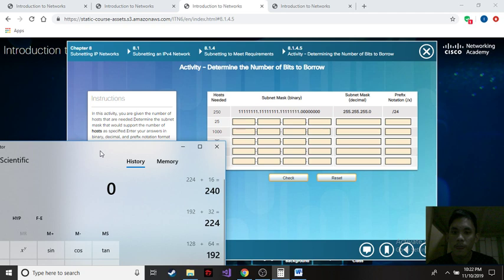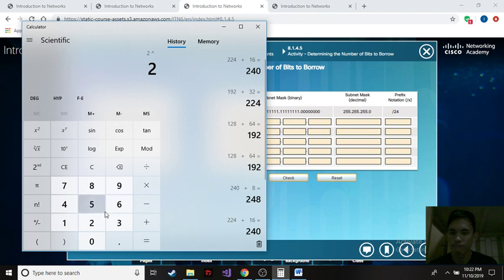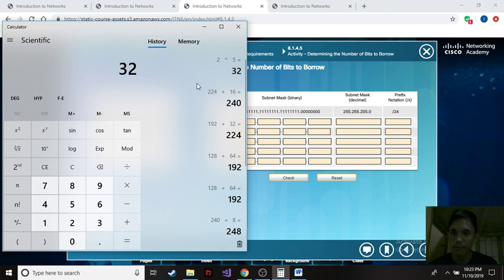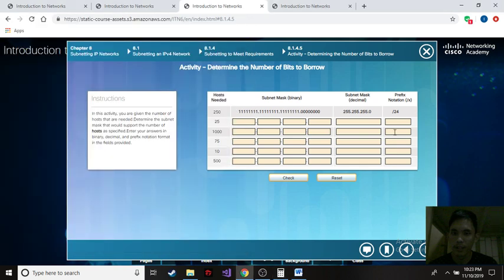2 raised to 5 is 32. So our bits borrowed should be 5, and that will be subtracted from our default prefix notation, which is 32. So 32 minus the bits borrowed, which is 5, is 27. So we get the prefix notation here, which should be 27.